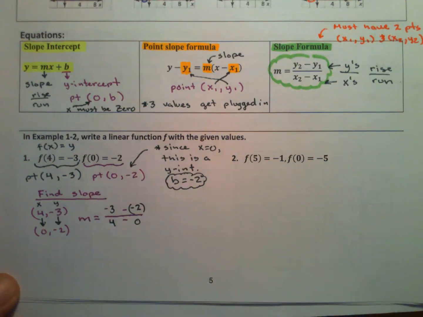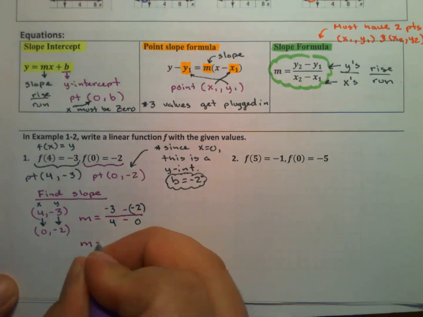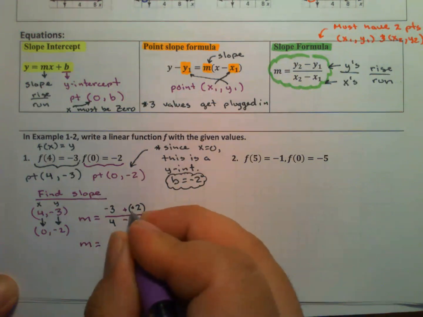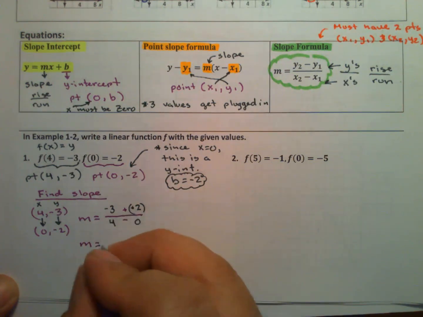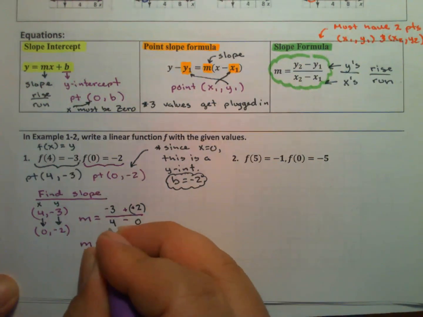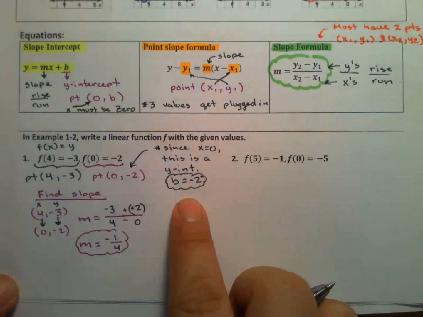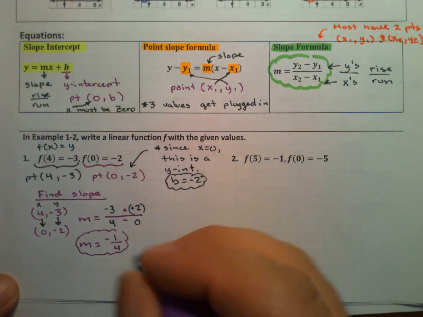All right, now I can actually do the work to find my slope. So in this case, my slope is, let's see, this becomes a plus. It's the only time you ever do that. -3 plus 2 is -1. And then 4 minus 0 is just 4. Well, then there's my slope. I have my b value. Well then look, we're ready to go.